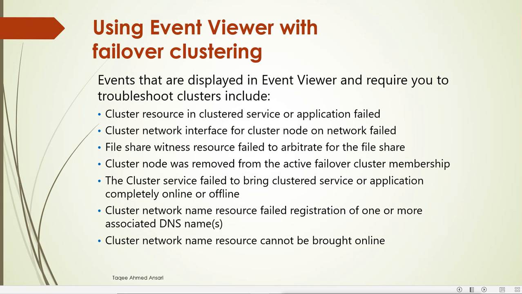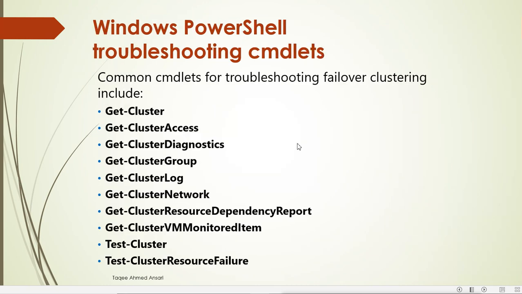Then these are the Windows PowerShell troubleshooting cmdlets we have. These are the common cmdlets for troubleshooting a failover cluster, like Get-Cluster to check the cluster, Get-ClusterAccess, Get-ClusterDiagnostic, group, log, network, resource, dependency report, VM monitoring, Test-Cluster, and test the cluster resources failure.